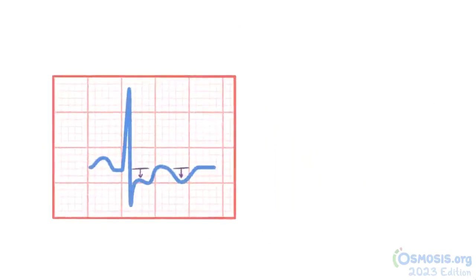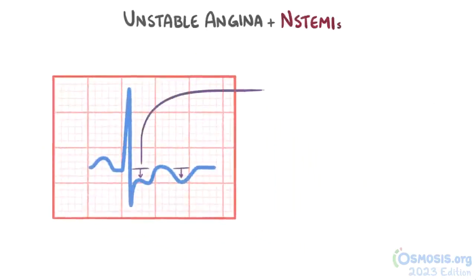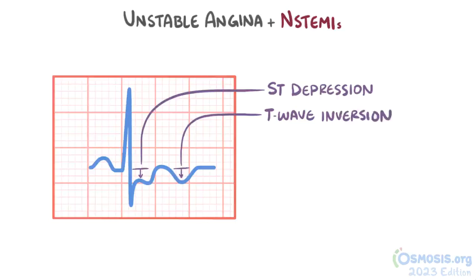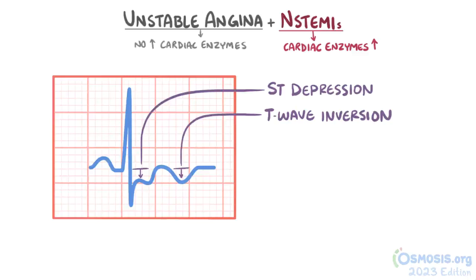On ECG, both unstable angina and NSTEMIs might show ST depression as well as T-wave inversions. The difference is that with NSTEMIs, cardiac enzyme levels in the blood are elevated, whereas with unstable angina, the damage resolves in a short time window, so there's no cardiomyocyte death, and therefore no elevated cardiac enzymes.